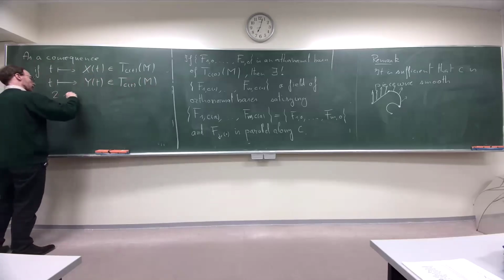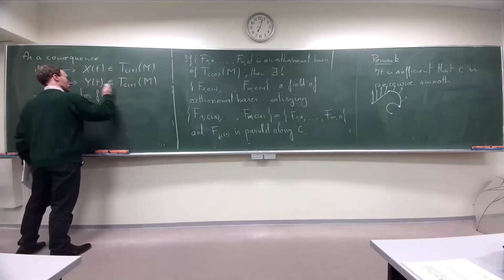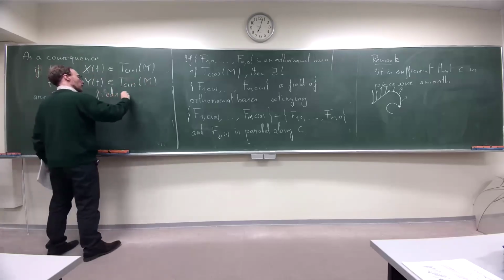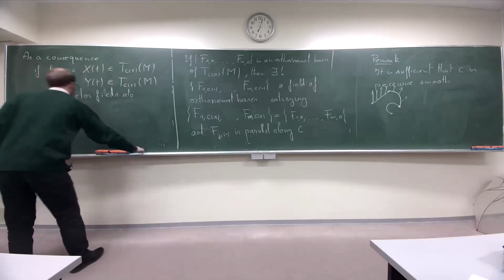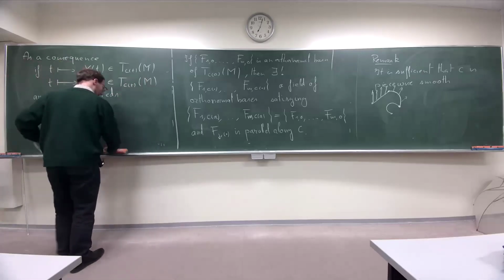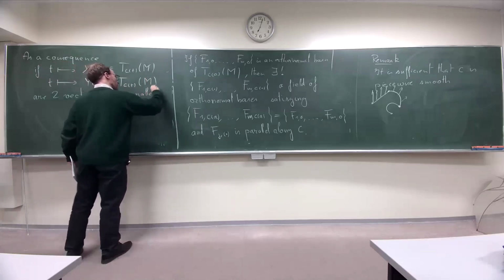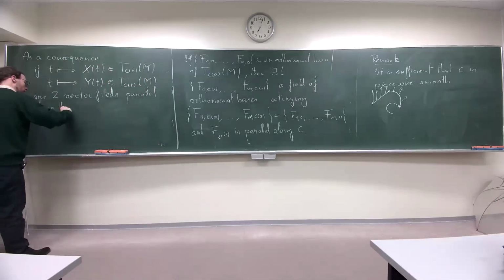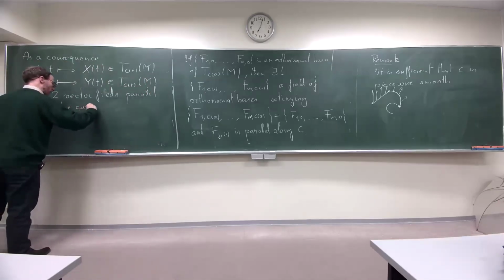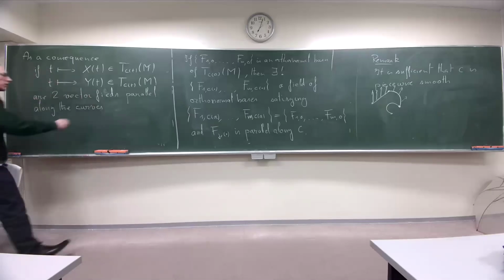Two vector fields parallel along the curve. So they are transported parallel along the curve. So the covariant derivative is 0.